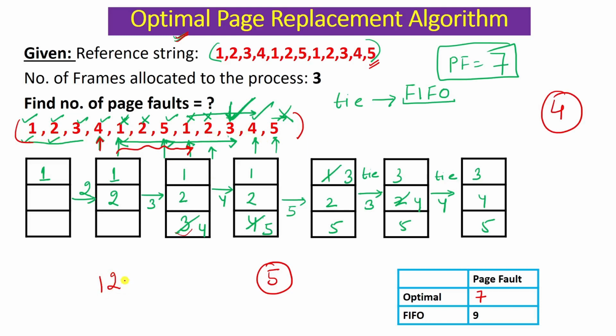So if you subtract from 12 the total page faults, which was 7, then also you can get the number of page hits. And if you want to find the ratio of page faults in percentage, out of 12 references, how many page faults were generated? Page faults were 7. So you will get 0.58. If you multiply it by 100, you will get 58%. So you got 58% page faults.